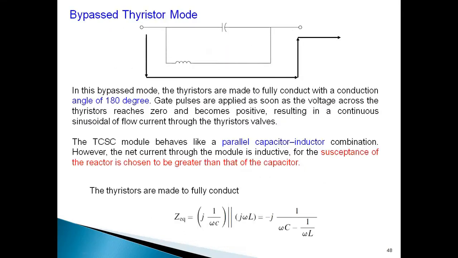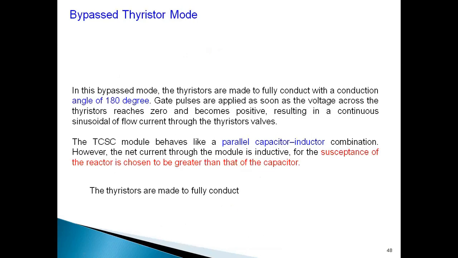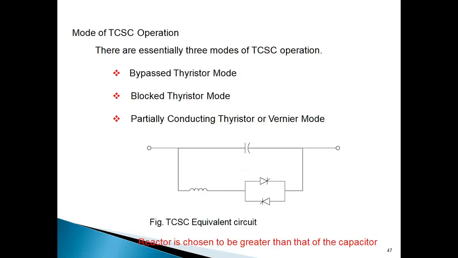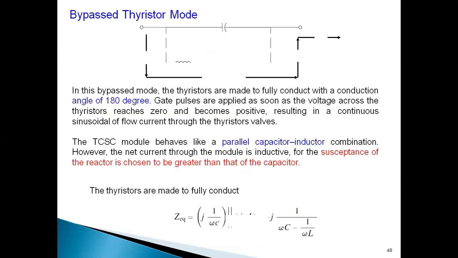Where is the diagram? Yes. See here, as shown in this diagram, there are three modes: bypassed mode, blocked thyristor mode, and partially conducting thyristor mode, otherwise called Vernier mode. In bypassed thyristor mode, we make the thyristor conduct fully, with a conduction of 180 degrees. We apply the gate pulses as soon as the voltage across the thyristor reaches zero and becomes positive. That results in a continuous unison flow of current through the thyristor valve, as shown here. That is why it is called bypassed.